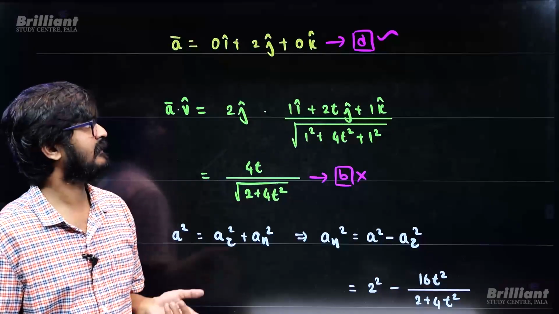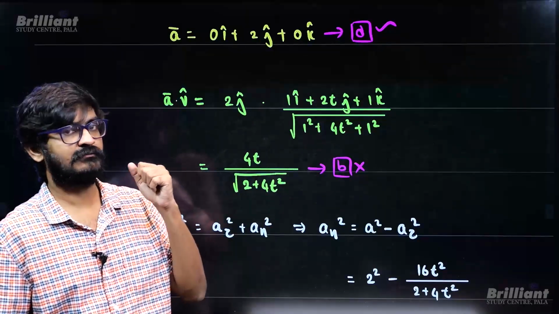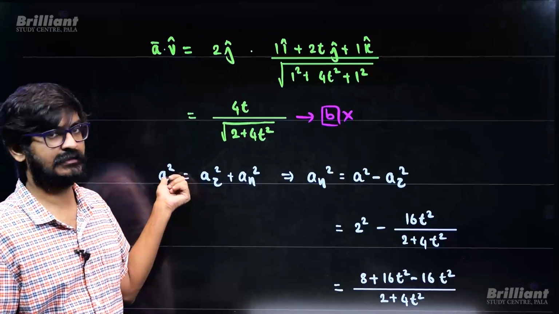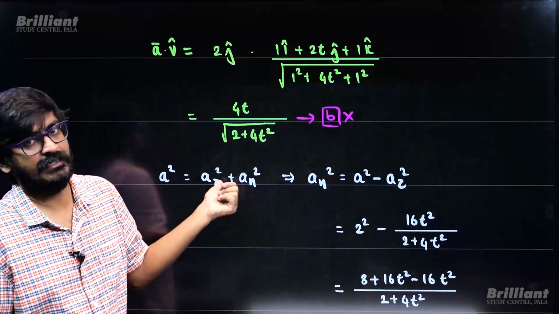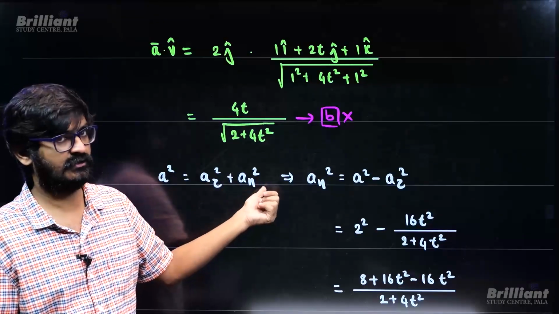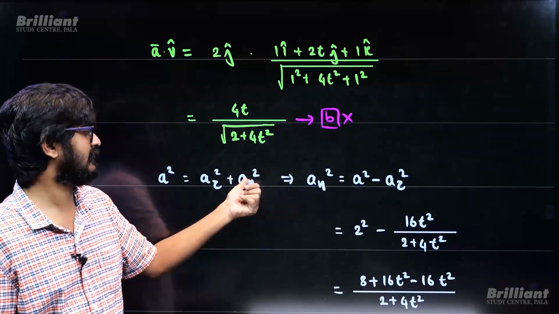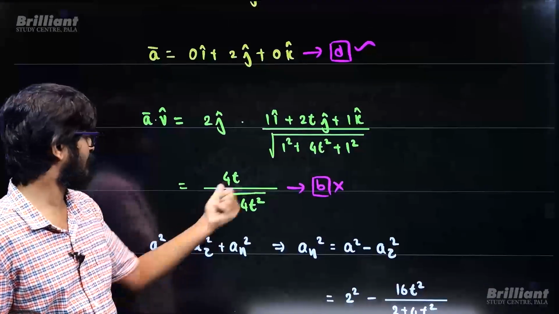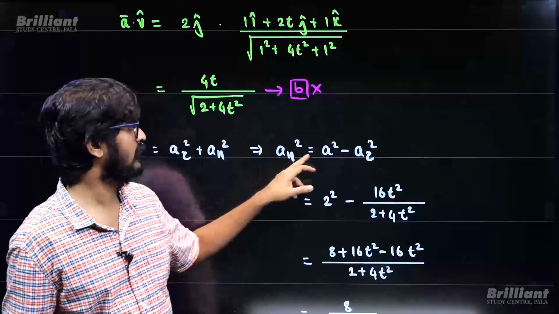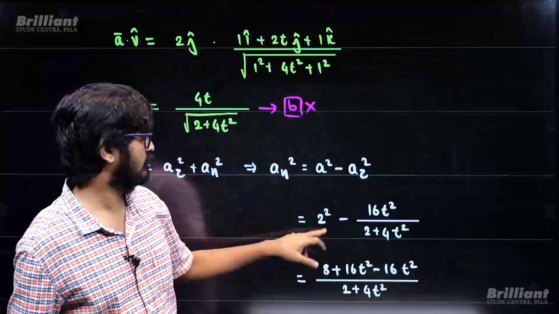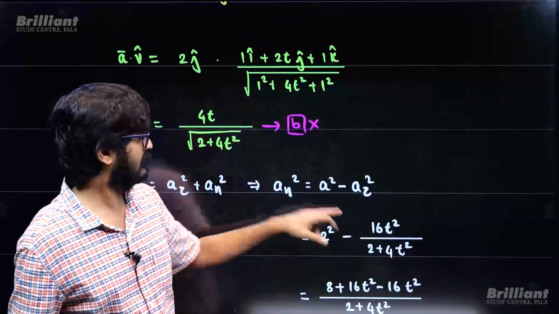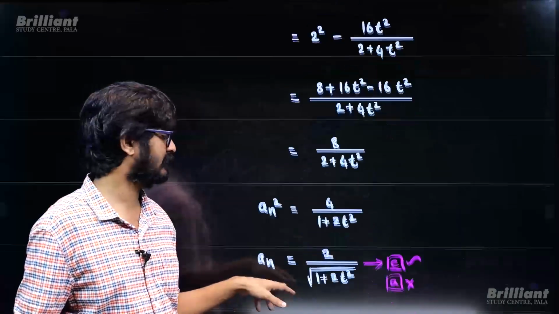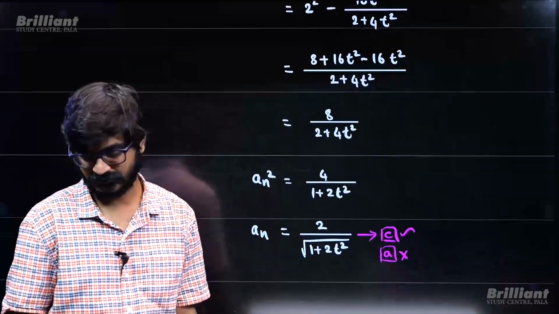Now if you want to find centripetal acceleration, centripetal and tangential will be perpendicular to each other, so total acceleration equals root of tangential acceleration square plus centripetal, or normal, acceleration square. They are asking what is this. We know total acceleration, we know tangential acceleration, so we can find normal. Total acceleration is 2 square, minus tangential acceleration square. So when you calculate it, you will be getting normal acceleration square. When you take the square root, you will be getting normal acceleration, right?